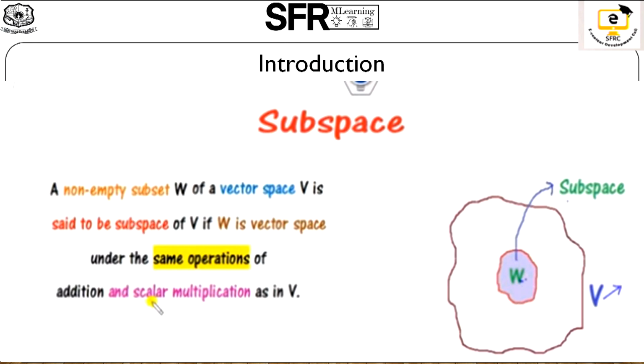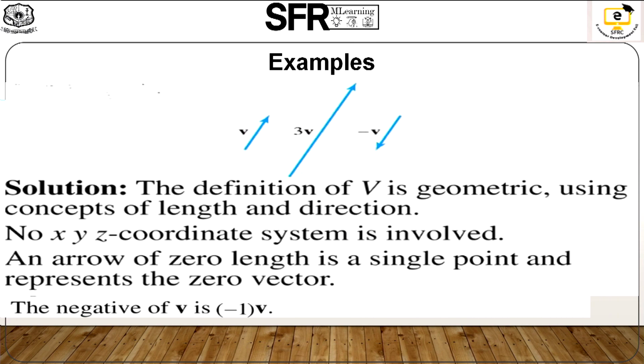In that way, a subspace is a non-empty subset W of a vector space V, in which we are going to satisfy the conditions of vector addition and scalar multiplication. In this figure, we have the whole set as the vector space V and the subset as the subspace W. It should be a subset of the given vector space V. And we have to define examples of vectors. First, we have to know about vectors.